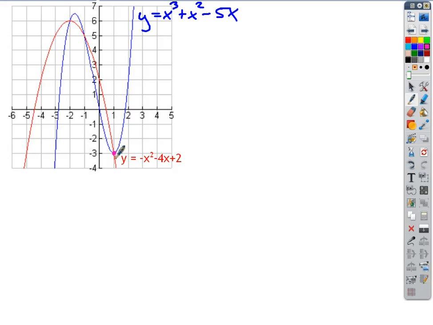In fact, they intersect more than that. But we're given that one of these occurs at the point 1 something. One intersection is at x equals 1. Our job is to find the coordinates of all of the points of intersection. Well, we could find the coordinate of that one pretty easily.